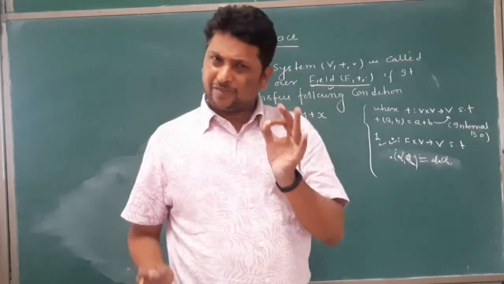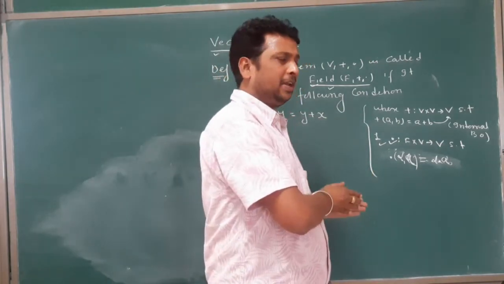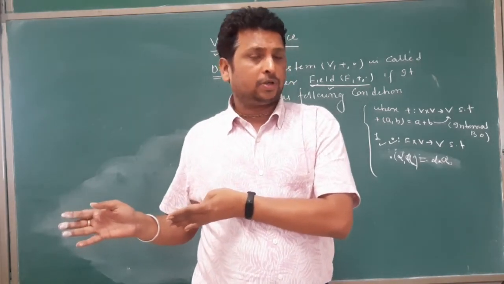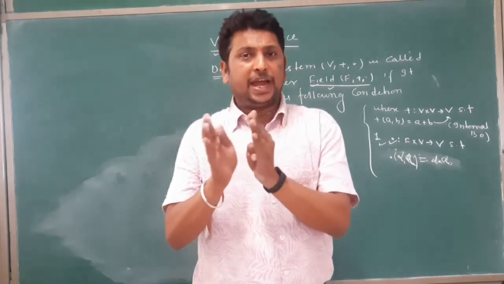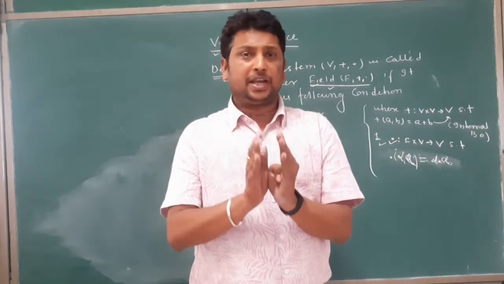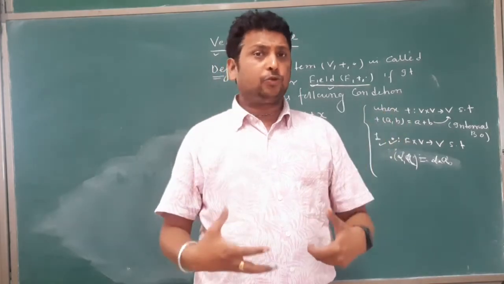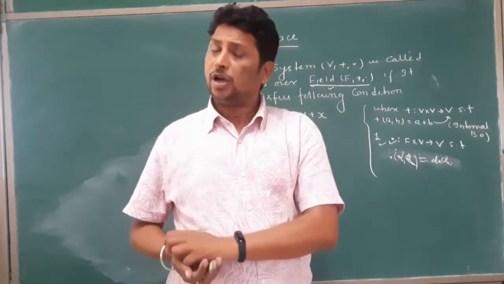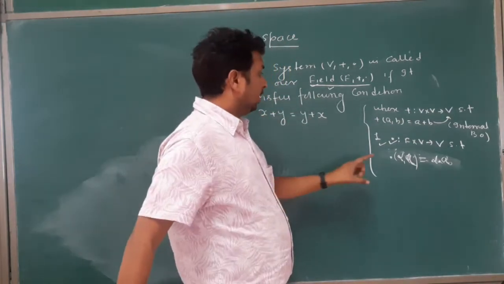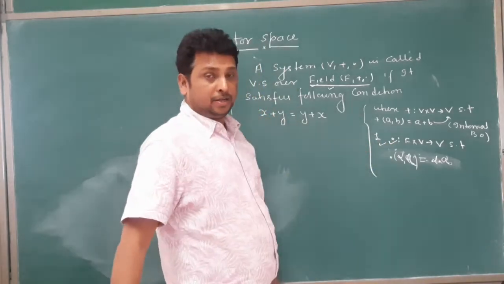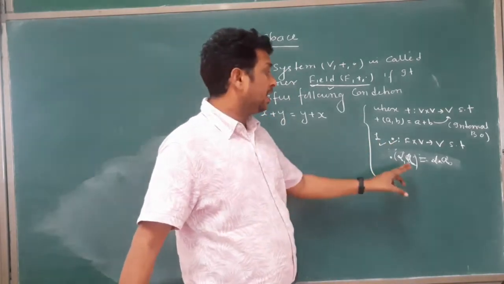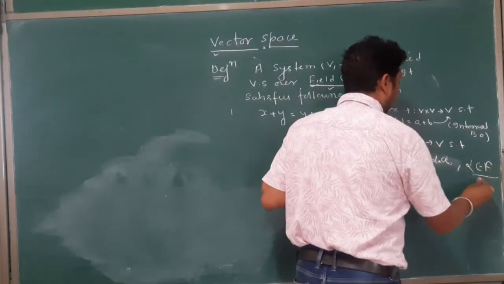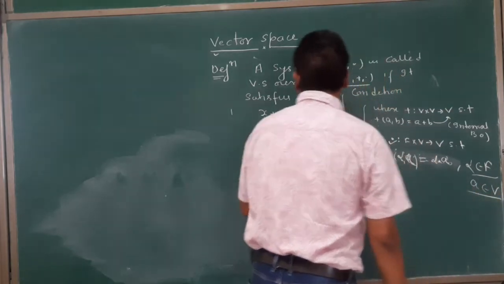In short, it's very simple. Don't go into detail if you are from an engineering background. Plus is called an internal operation because if you take two vectors and add them, nothing outside is required, so the resultant is also a vector only. And dot is called an external multiplication because alpha comes from the field and A belongs to the vector space.